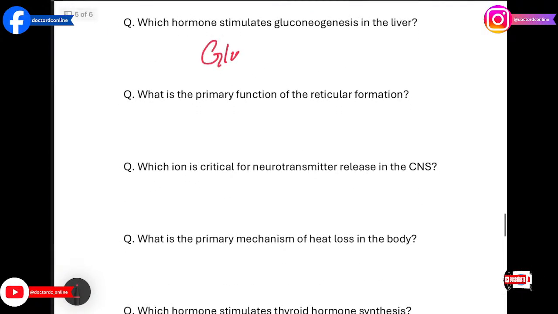The next question is which hormone stimulates gluconeogenesis in the liver, and the answer is glucagon. It promotes glucose production during hypoglycemia.